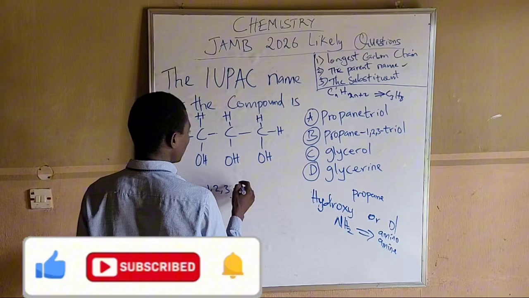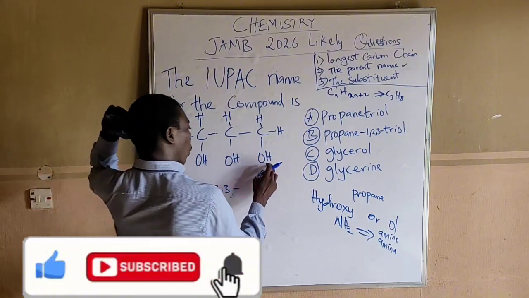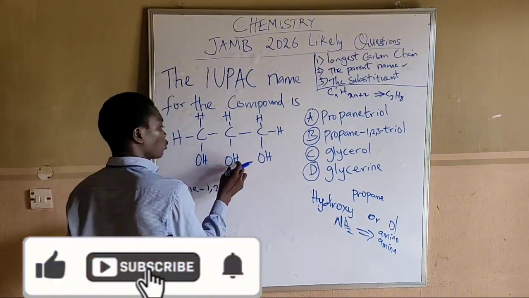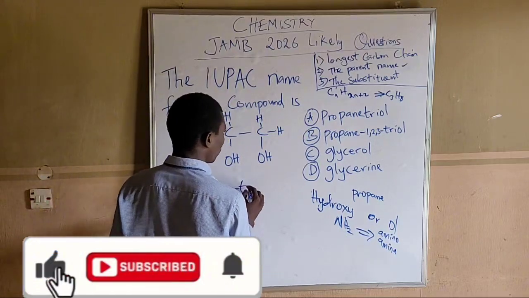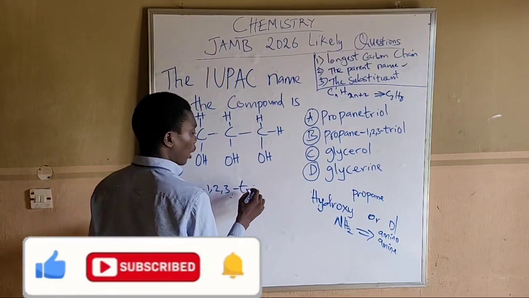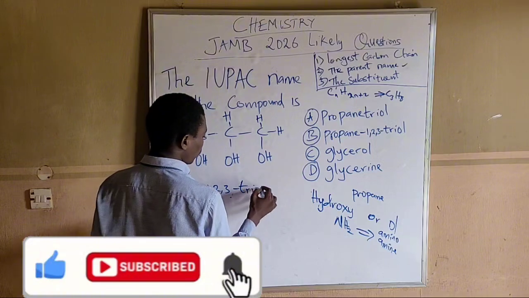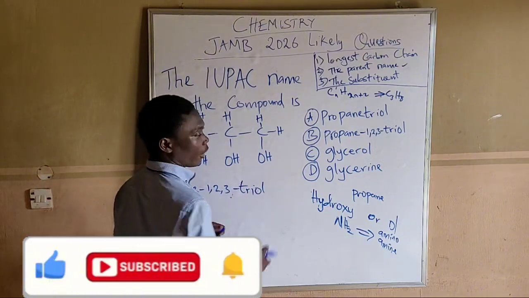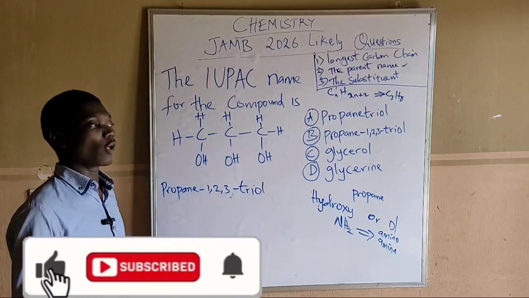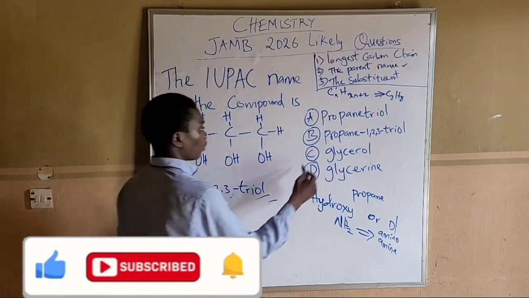Now, I'm not going to call it ordinary ol because it's not only one. And I'm not going to call it di. Di means 2. So tri means what? 3. Triol. So it is called propane-1,2,3-triol. This is the correct answer, which is option B.